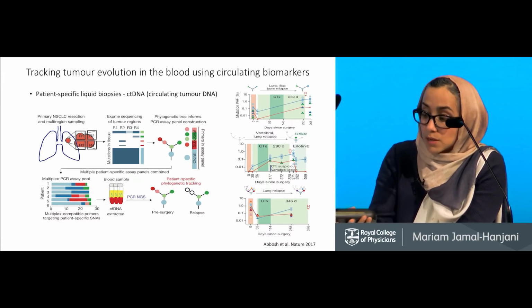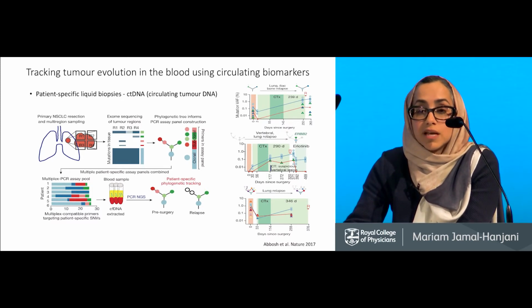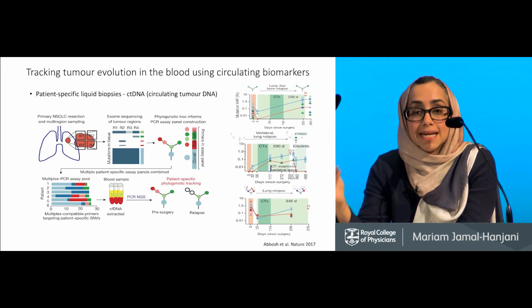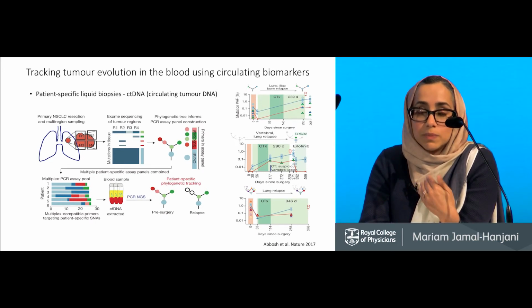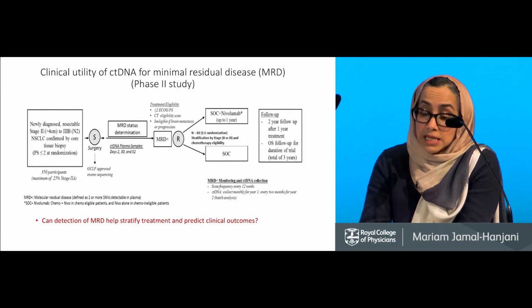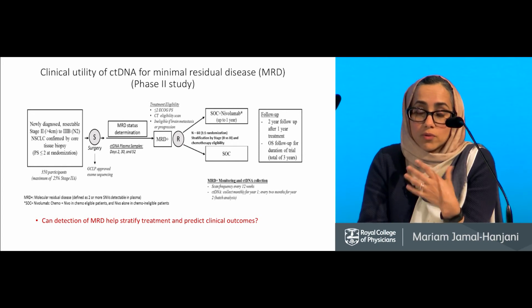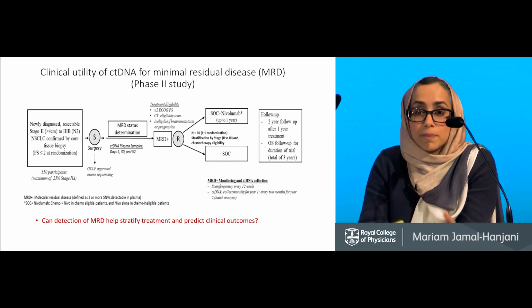And this predicts the early emergence of resistance. You can predict the evidence of disease relapse up to 6 months before you radiologically or clinically see any evidence of disease recurrence. So this can at least be used in the setting of early stage disease or the ability to predict disease relapse. And we've opened again a phase 2 study where we're trying to see whether or not these circulating biomarkers can detect what's called minimal residual disease and see whether that can be used to stratify patient treatment and improve clinical outcomes.